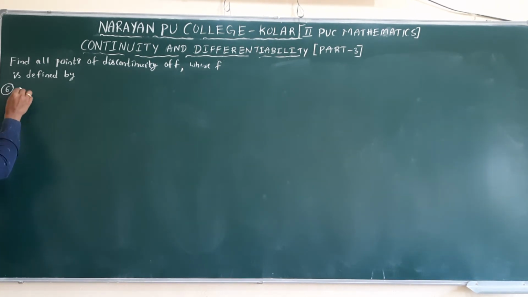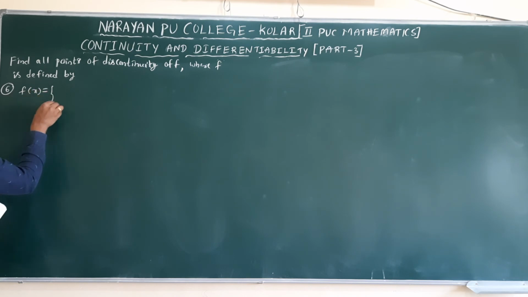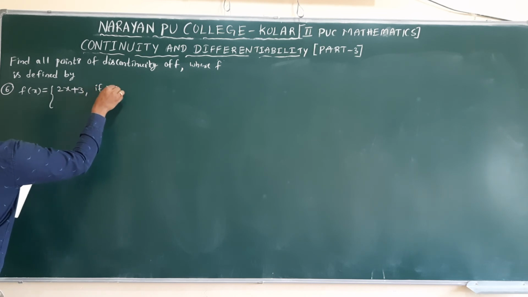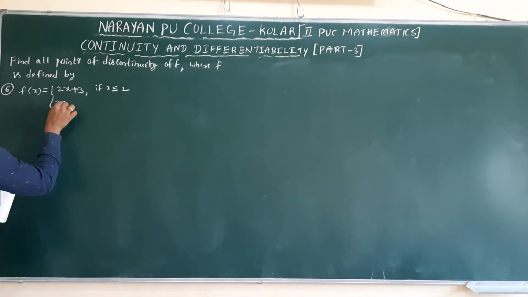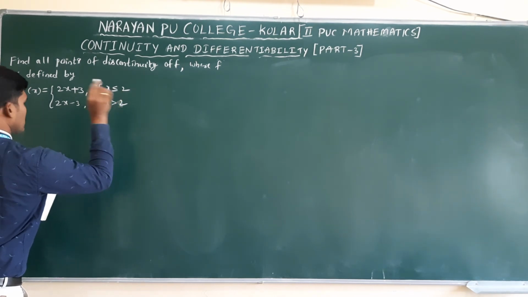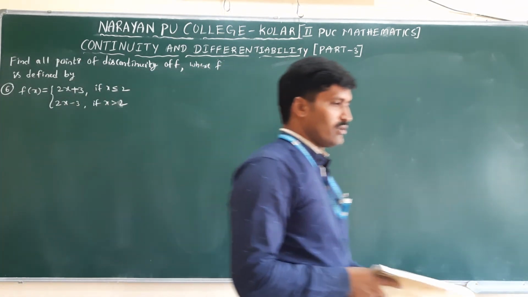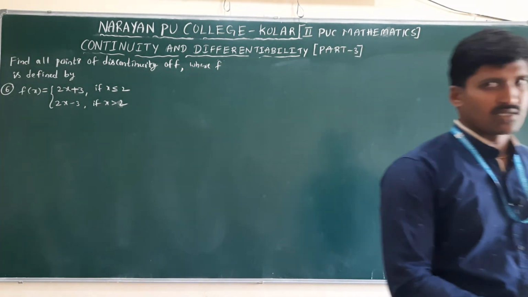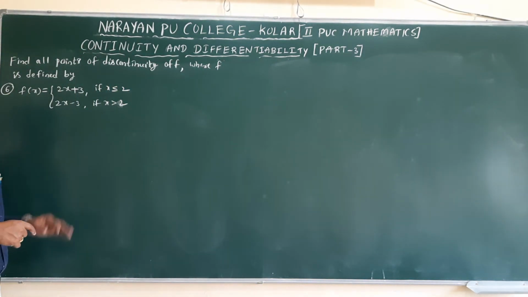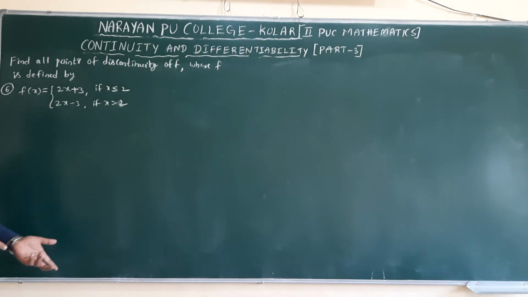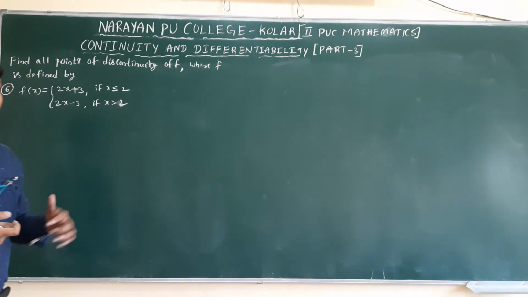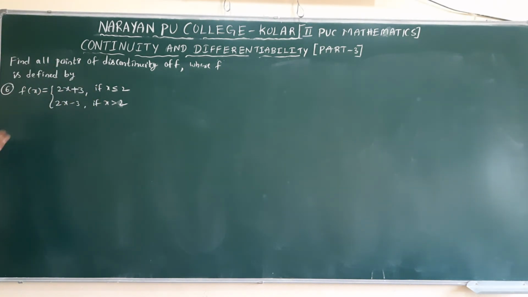Sixth question, f of x is equal to 2x plus 3 if x less than or equal to 2, 2x minus 3 if x greater than 2. Here we need to find points of discontinuity, means we need to check the continuity at all conditions, at less than 2, at greater than 2, at 2. Now if you verify at left side, right side at the point, means we can identify where the function becomes discontinuous. Okay.